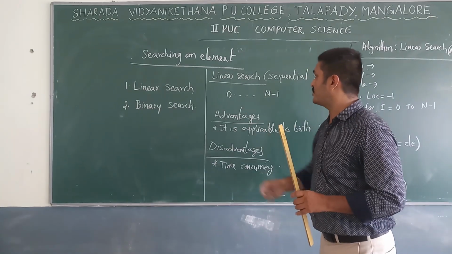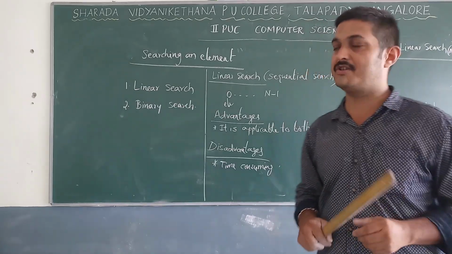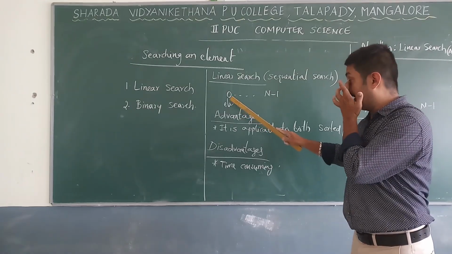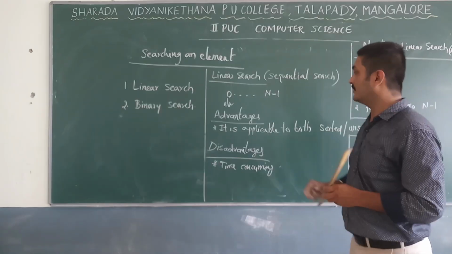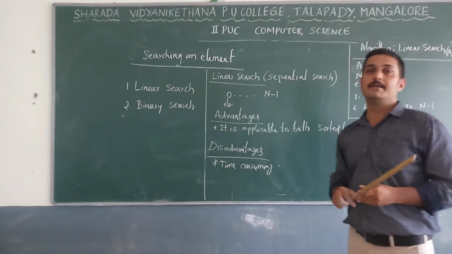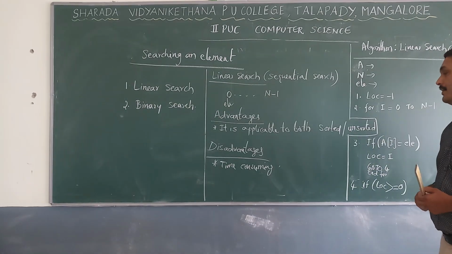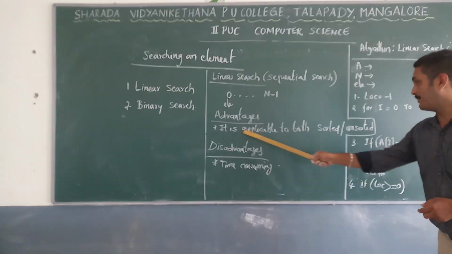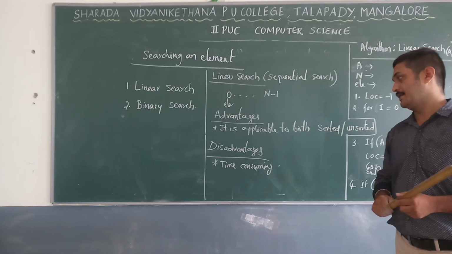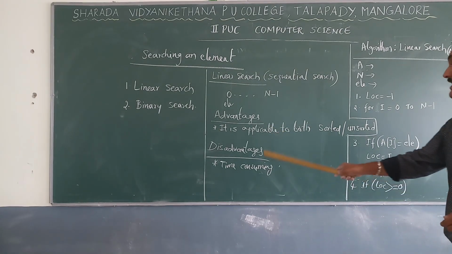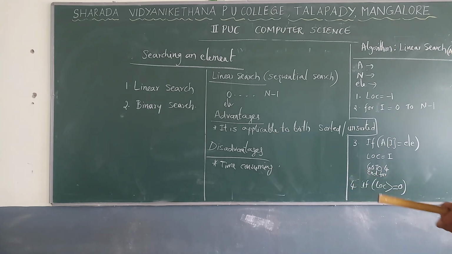That means we are going to search for an element. For example, ELE is the search key. Search key means the element to be searched. So we are going to compare ELE with the elements at locations 0, 1, 2, 3, 4 up to n minus 1. That means we compare each element with the search key in that way. Okay. So these are the advantages of linear search. It is applicable to both sorted and unsorted lists. So what is the disadvantage of linear search? The disadvantage of linear search is that it is time consuming.